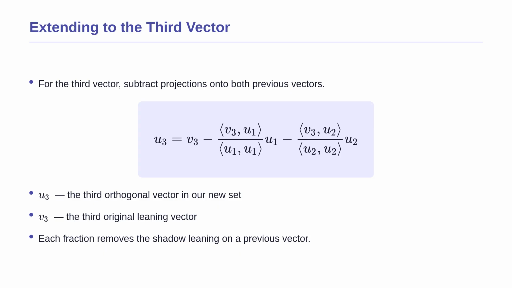As we add more dimensions and more vectors to our space, we simply continue this pattern. We take the new vector and subtract its projections onto all the previously built orthogonal vectors, ensuring it stands perfectly perpendicular to everything that came before it.